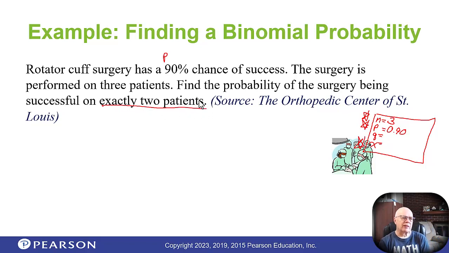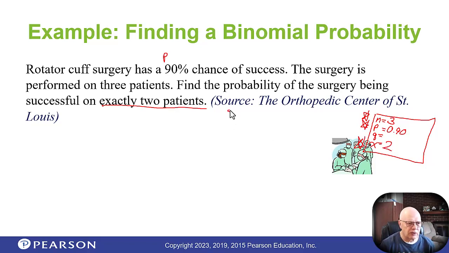Now, the way we're going to start is by talking about exactly. When we have a different situation, we'll do something a slight bit different, but it'll be pretty easy. Now we want exactly 2 patients, so that's the grand total of successes that we're interested in.